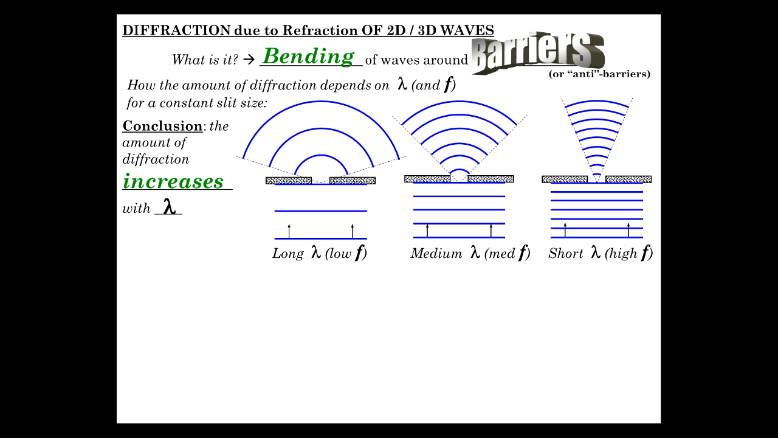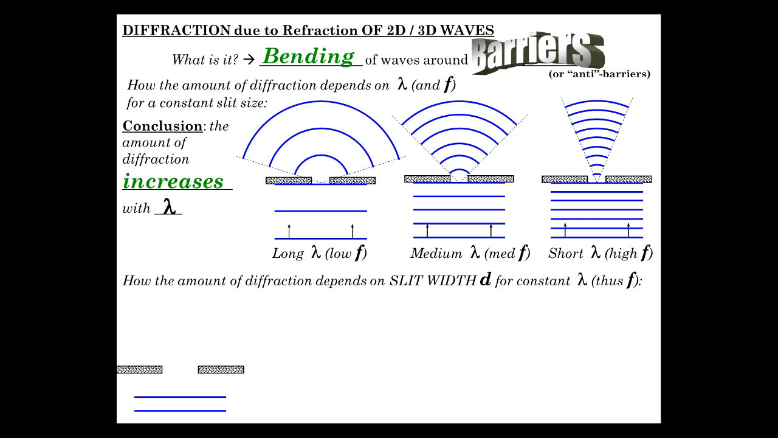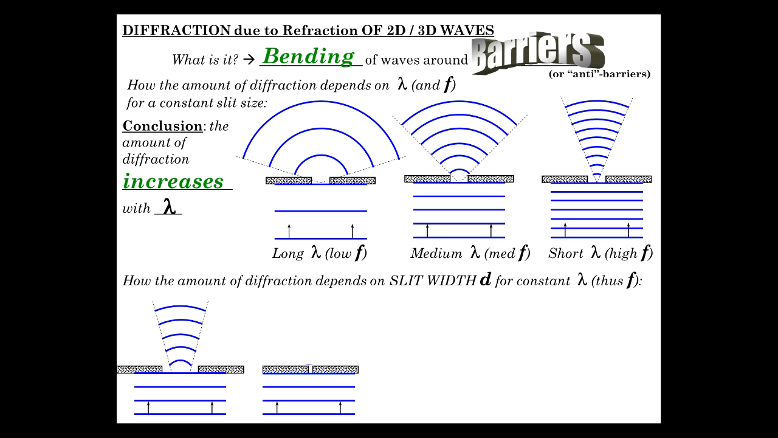Bigger wavelength, more diffraction. All right, so how does it depend on the slit width? So let's just use a constant wavelength this time and change the slit width. So our wavelength of choice is the distance between these crests, and we see a certain amount of bending based on this slit. Not very much in this case, all right? And now let's do a real small one. With a small slit, you notice a lot more bending. So that gives us the idea right there.